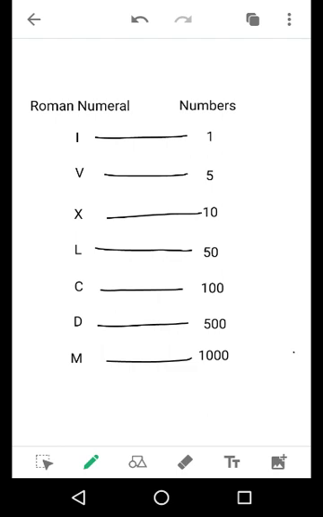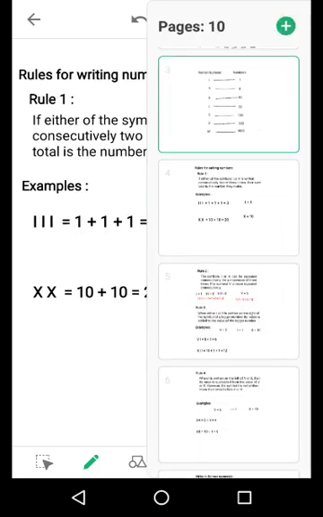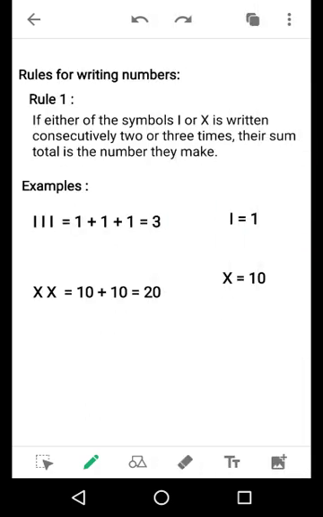There are some rules for writing Roman numerals. So, here we discuss the rules. See, rule number 1. If either of the symbols I or X is written consecutively, consecutively means one after the other, 2 or 3 times, their sum total is the number they make. What does it mean? It means that if a symbol I or X is repeated one after the other, its value is added as many times as it is written.